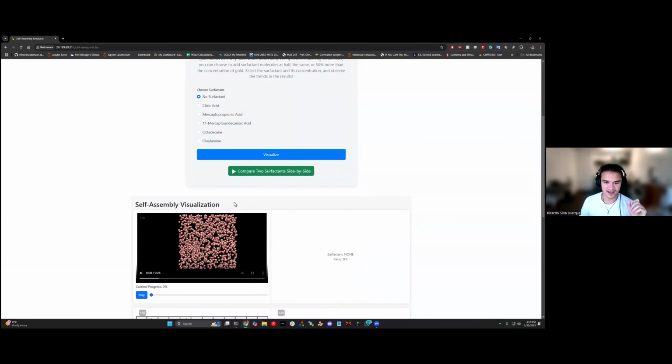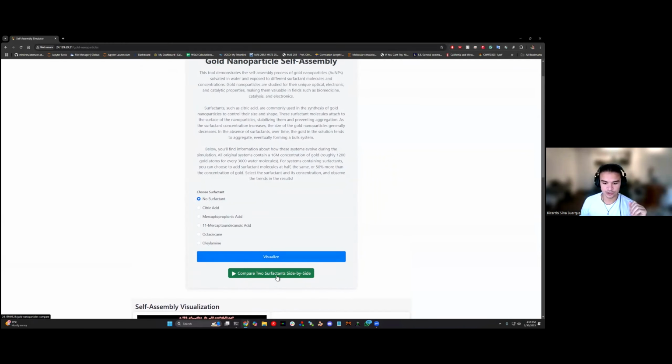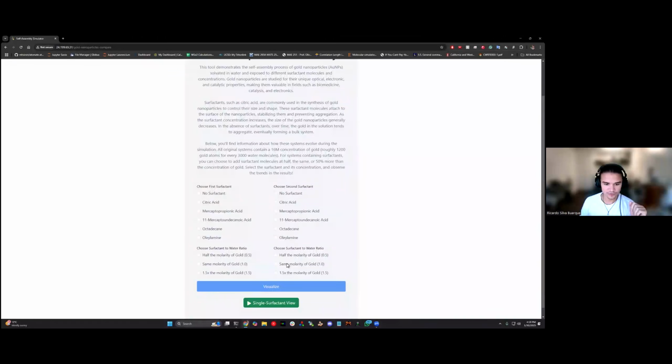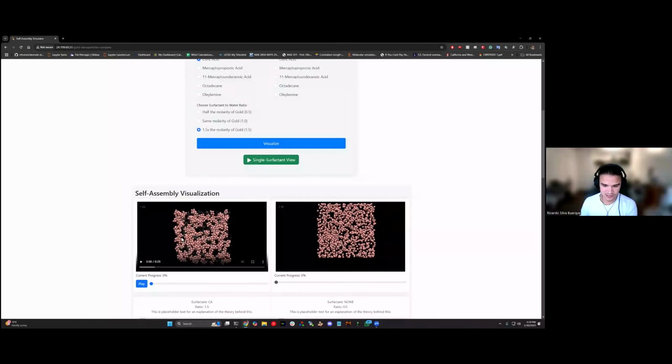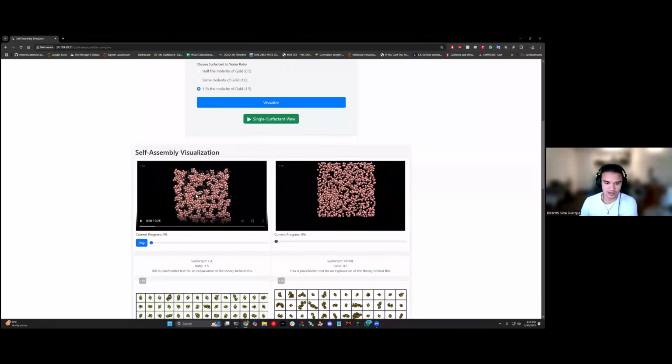But these are all gold atoms. And if you actually want to compare two structures, you can, for instance, compare a system where you have citric acid as a surfactant, and the citric acid can be, for instance, at 1.5 times the molarity of gold. And then you can compare it to a system where there's no surfactant whatsoever, right? And then you can see the starting positions of the systems here. This is how we randomly generated the system with gold and some of these citric acid molecules over here. And then this is how we created the system with just gold and water. Of course, there's water in both of them, as I just mentioned, right?